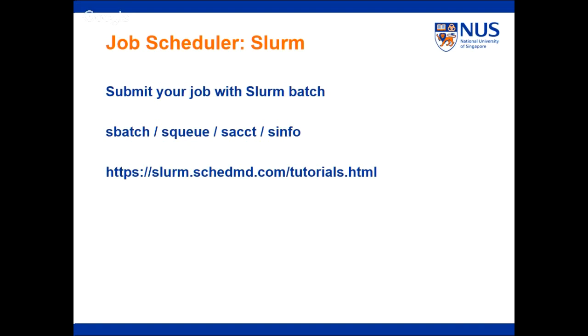The most frequently used commands are sbatch, which is used to submit your job; sq, to check the status of your running jobs; sacct, to check all your jobs, including those that have finished; and sinfo, to check the status of the computing nodes, to see which computing nodes are currently available. And here is a very detailed tutorial of Slurm. If you have time, you can go through it. But these 4 commands are the most frequently used.